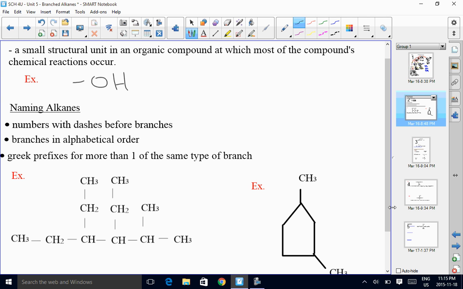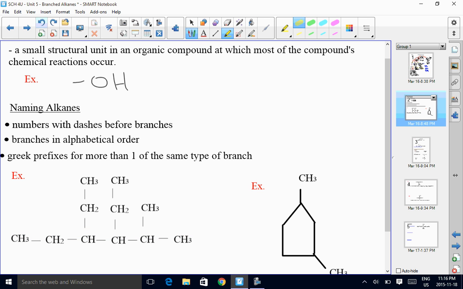So numbers with dashes before branches, branches in alphabetical order, and Greek prefixes for more than one of the same type of branch. Okay, so the first thing you do is you highlight the longest chain. So longest chain gives me how many carbons? 1, 2, 3, 4, 5, 6. It gives me 6 carbons. Now, I don't have to highlight it straight as long as it gives me 6 carbons.